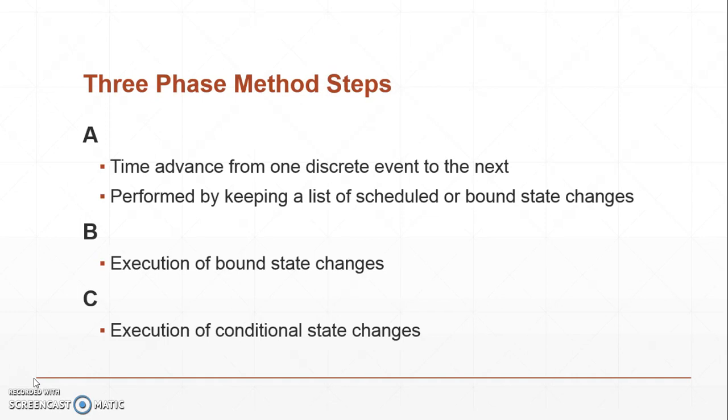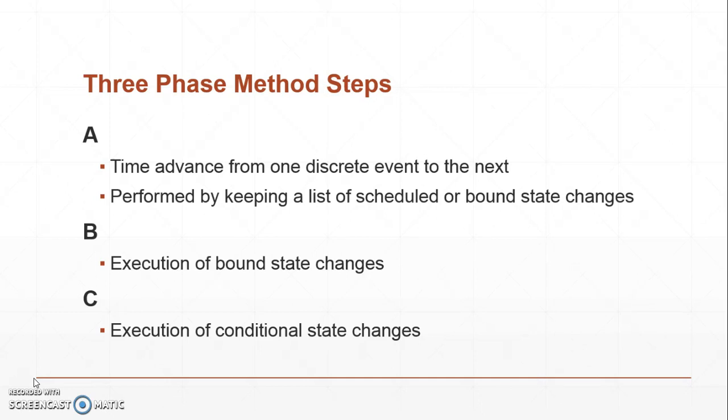Once all the bound state changes have been made at an event, the simulation goes to step C, and it checks for every possible conditional state change that could occur at this event. An example of this is start service for a customer. It is conditional in the sense that it depends upon the queue being non-empty and on one of the servers being idle.